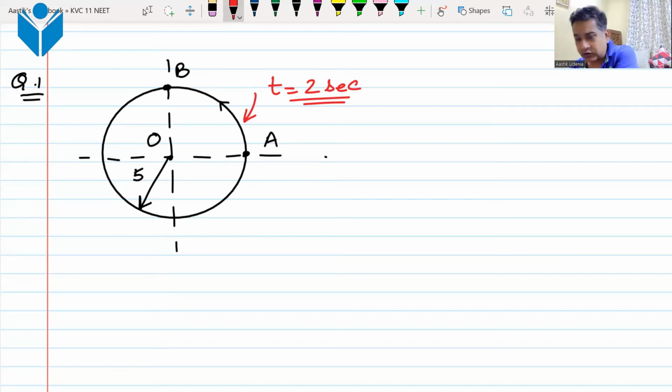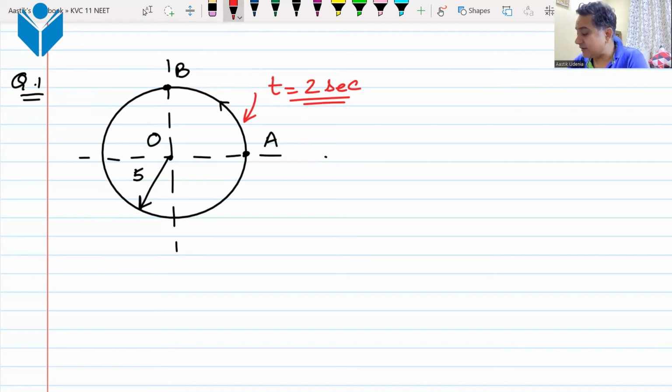This question that I have drawn, particle moves from A to B. It looks like a circle. I have drawn a circle of radius r. The particle moves from A to B. Is it motion in 1 dimension? It is motion in 2 dimensions. It is not moving in a straight line. The radius of the circle is 5.